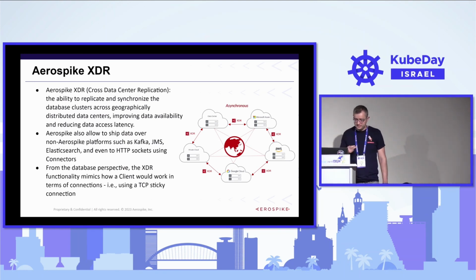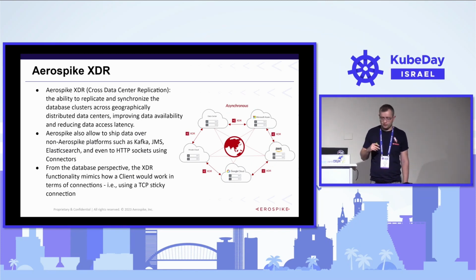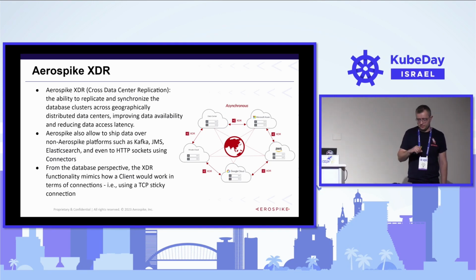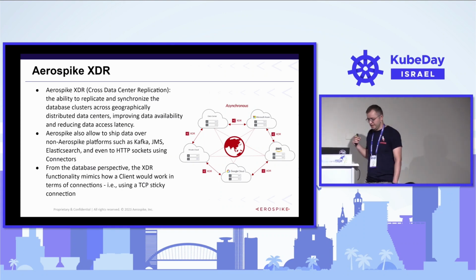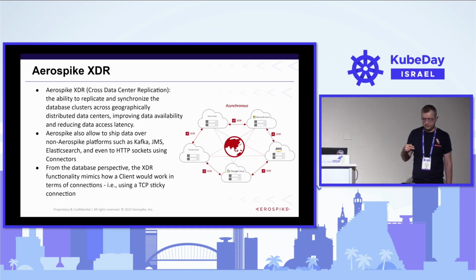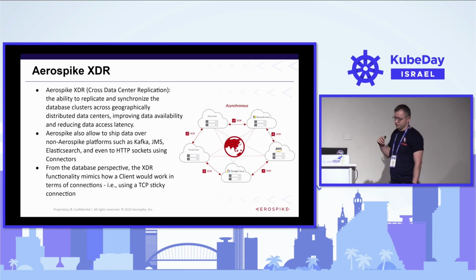We also use this XDR functionality to connect our connectors. Connectors are also a piece of software that we provide, working as translators. For example, we want to ship the data that is in Aerospike to other technology like Kafka or Elasticsearch, and then you just connect this translator to that XDR functionality.